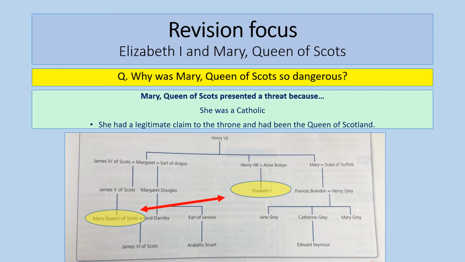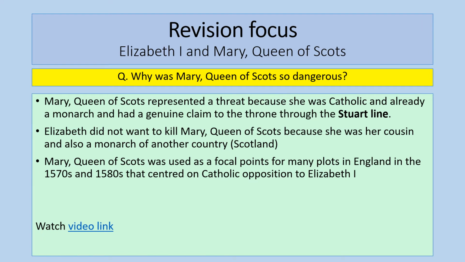So had Elizabeth I died, there would be many people that would have thought that Mary Queen of Scots is the natural successor, and the fact that she was a Catholic gave Catholics in England a realistic opportunity to think that this was their best way of restoring Catholicism to England. So, in terms of Mary Queen of Scots being dangerous, we can see there why she was.